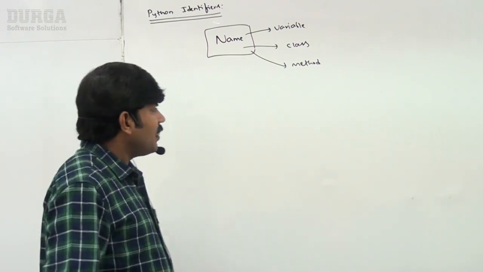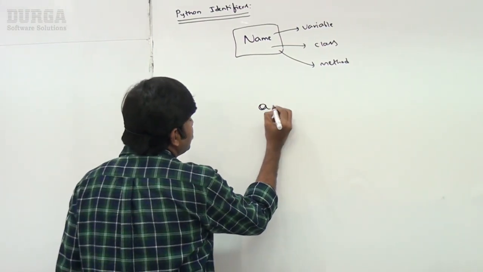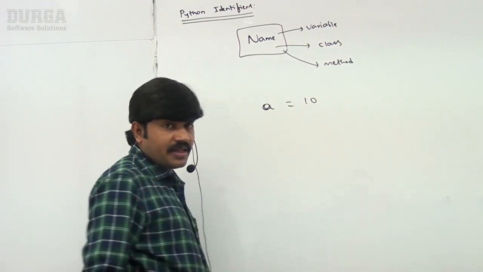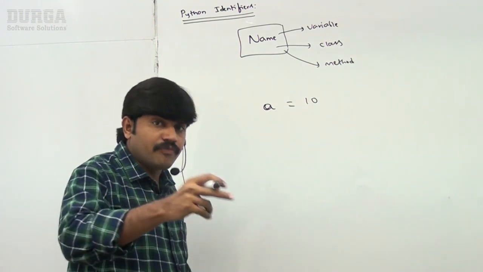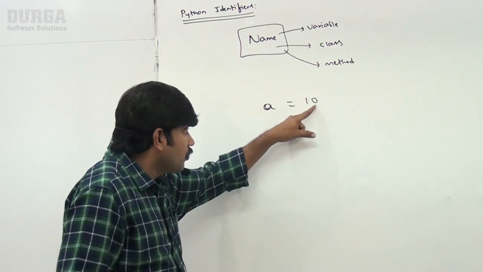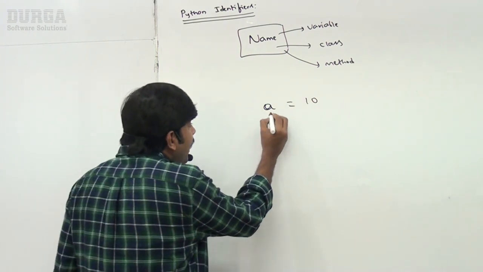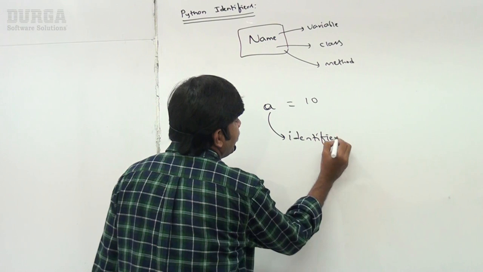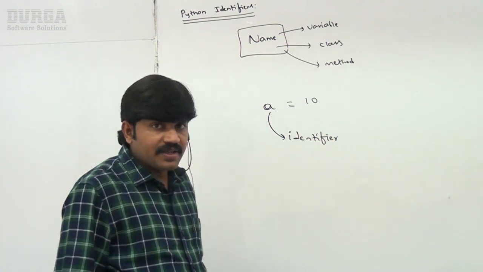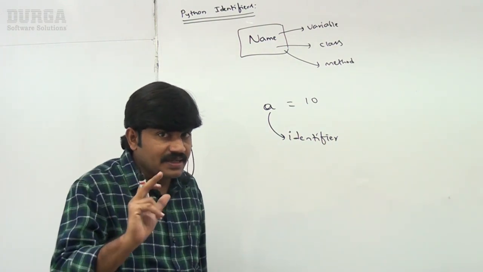Like, I'm taking a is equal to 10. What is a? a is the name of a variable which is used to represent 10. This a itself is nothing but an identifier. That is the meaning of identifier: the name itself is the identifier.